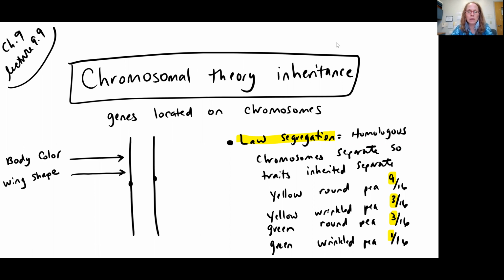So here I've given an example of a homologous pair, and we're going to be talking about fruit flies a little bit here today. And so we're talking about here body color and wing shape of those fruit flies.